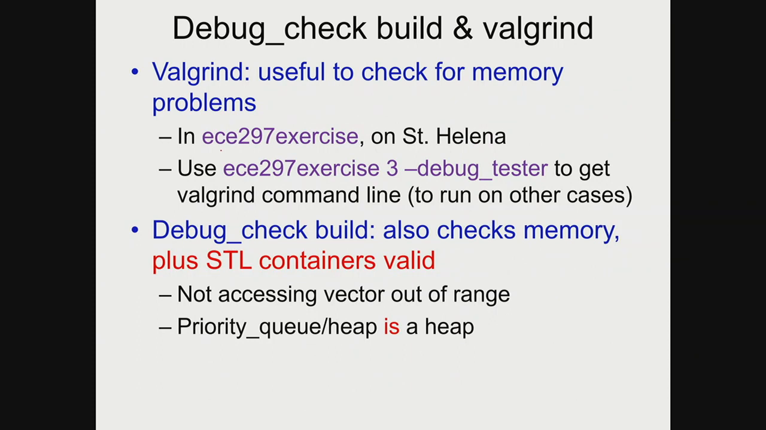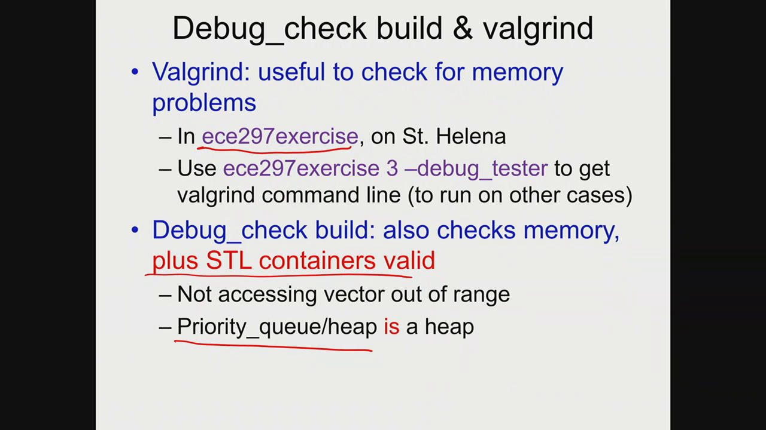So run valgrind if things are looking weird, or I just run it once in a while. I want to know when I'm testing a program that there are no memory faults. And the debug check build is also useful. It checks for out-of-bounds memory accesses, just like valgrind, but it checks some additional things. It checks that you're not going outside the range of STL containers like a vector. You're almost certainly going to use a priority queue or a heap that comes from STL, because there's no real reason to write your own. You just ask for theirs.